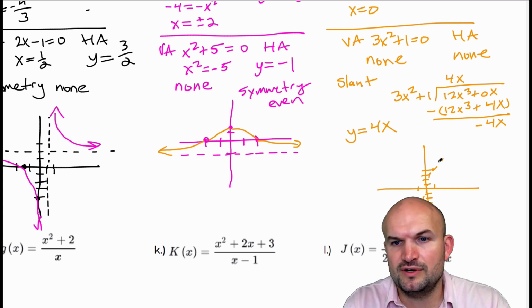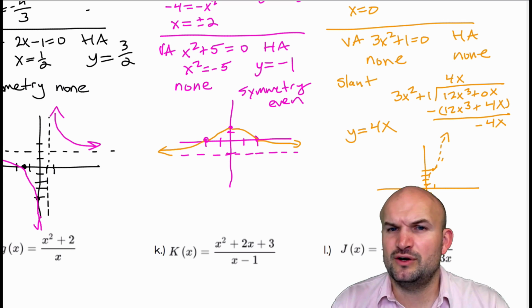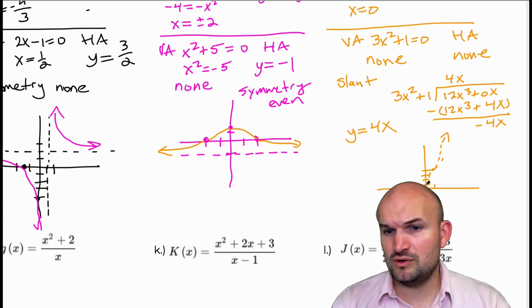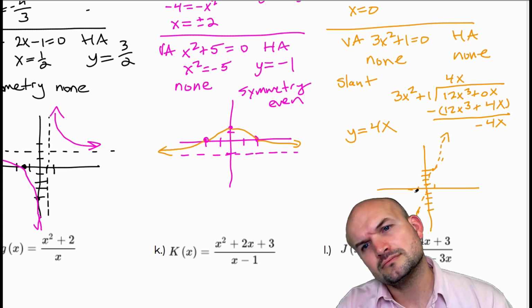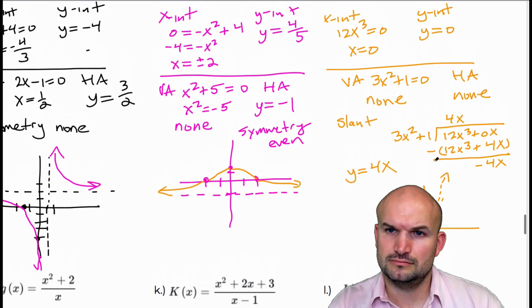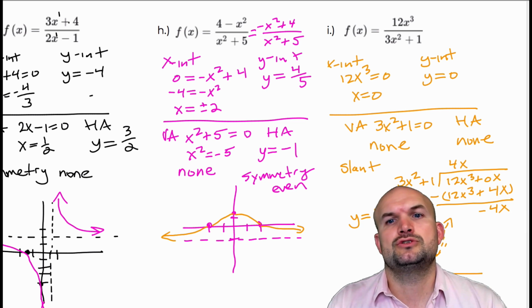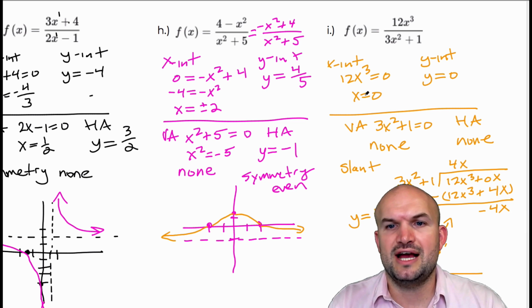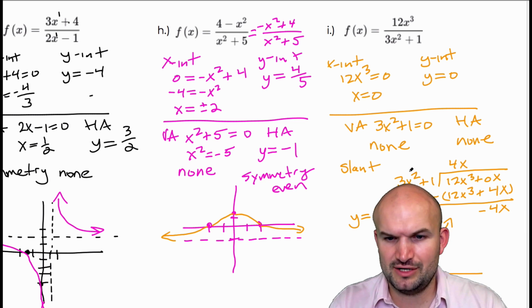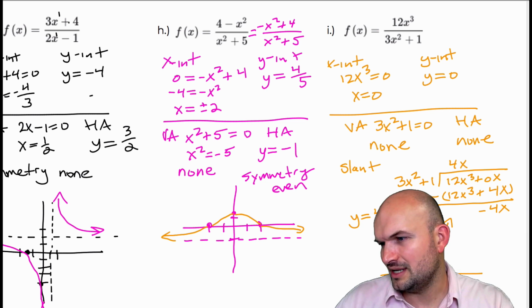So we have a pretty vertical slant asymptote. We don't have any vertical asymptotes. We don't have any horizontal asymptotes. And the x-intercept is at (0, 0). The y-intercept is at (0, 0). What the heck did I do with this one?